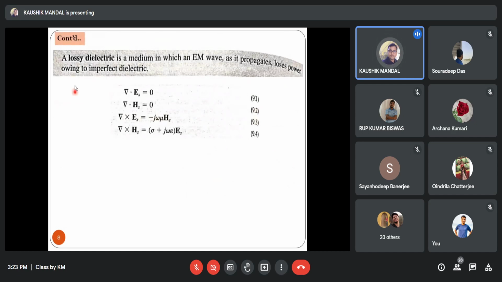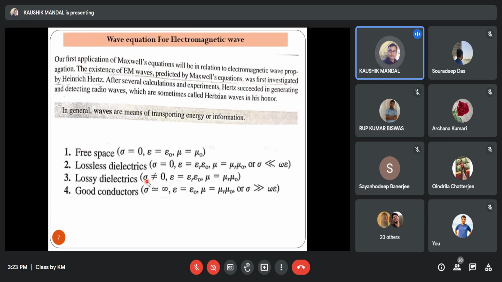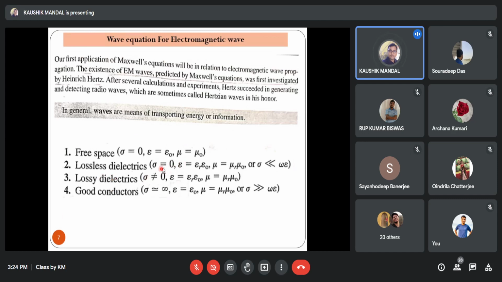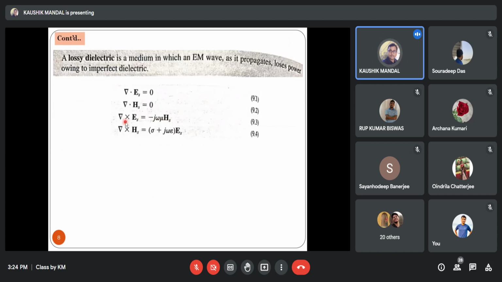So if we now concentrate on the lossy dielectrics, what are the parameters? Sigma is not equal to 0 and sigma is not much less than omega epsilon. So with this condition, for the lossy dielectrics, sigma is not equal to 0, and epsilon equal to epsilon r into epsilon naught, and mu equal to mu r into mu naught. So for this particular case, now we have to consider these equations.